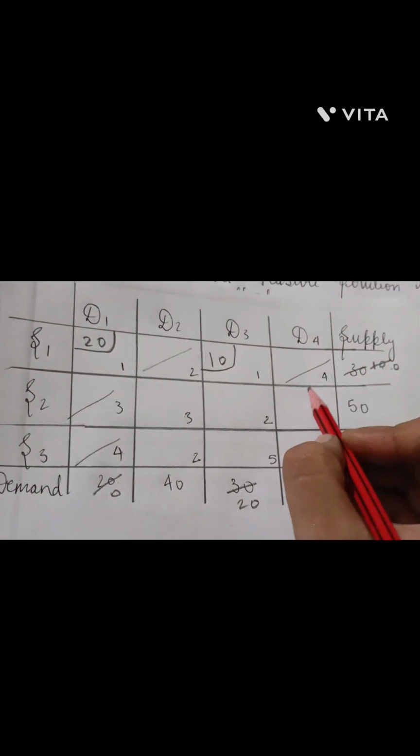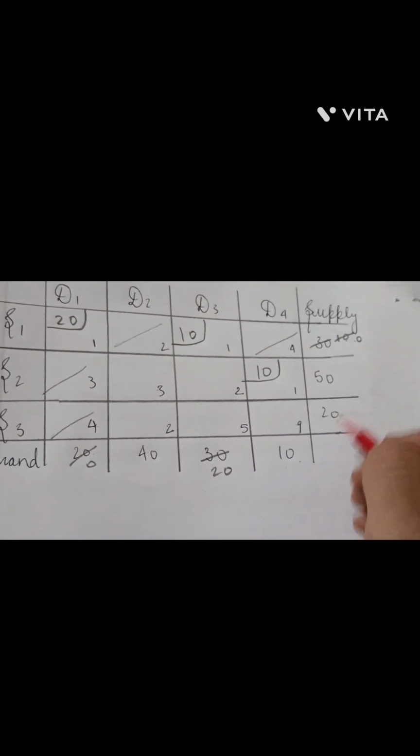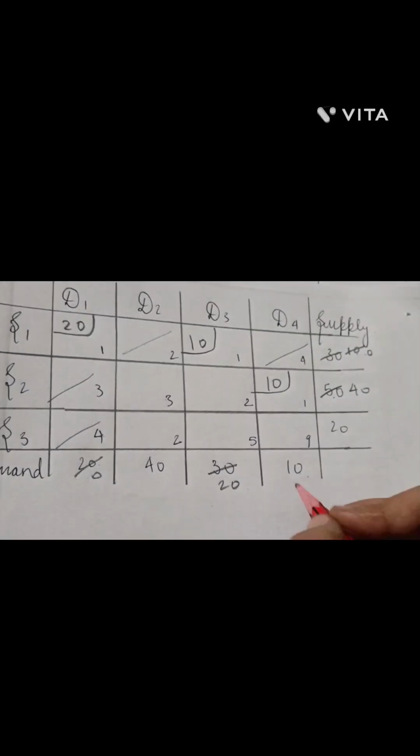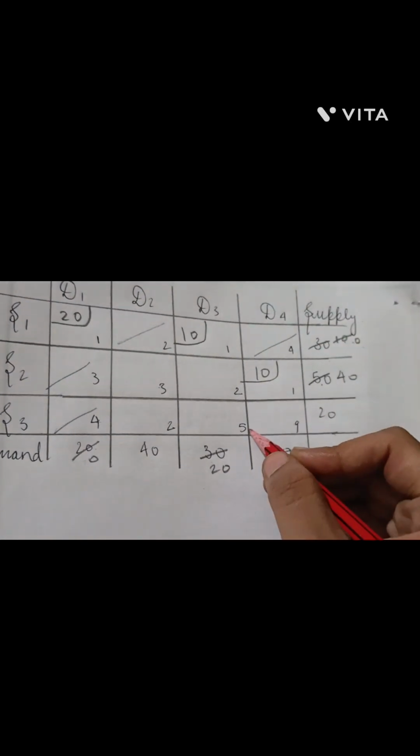And next, the next least cost cell is this one, and I'm going to allocate 10 over here since this is less than the demand. Now we have 40 here and 0. We can strike out this.